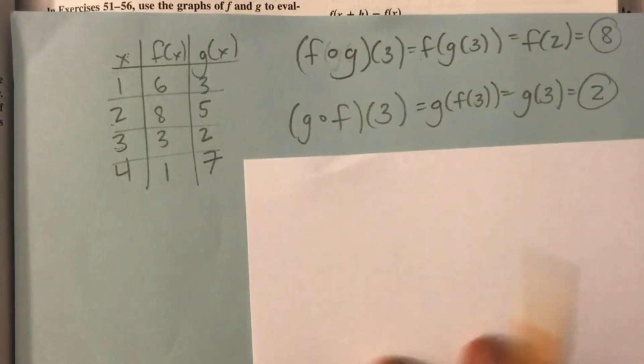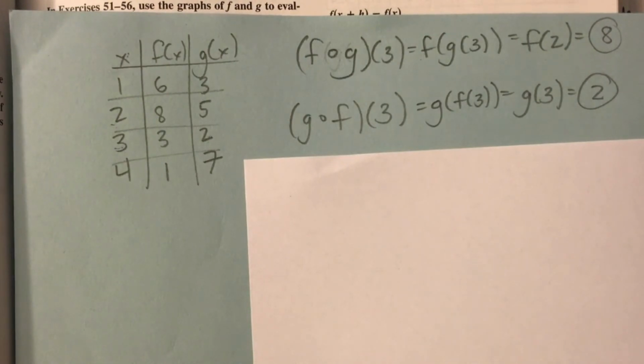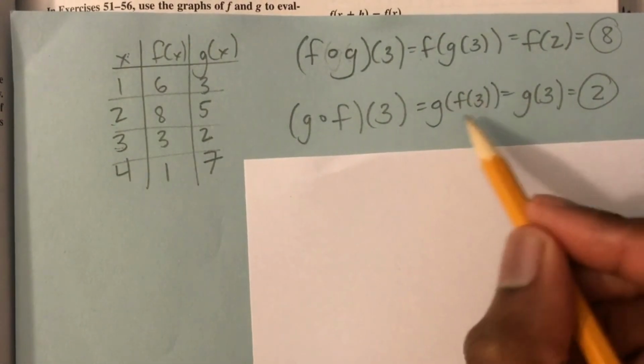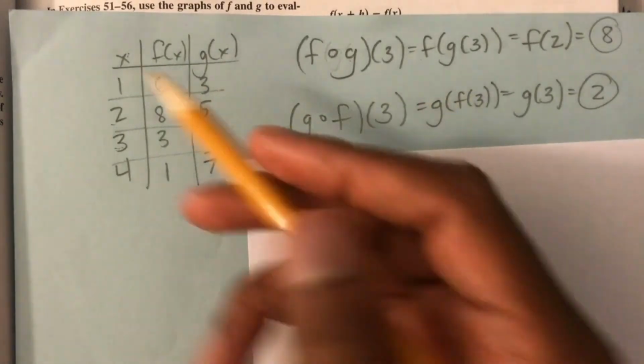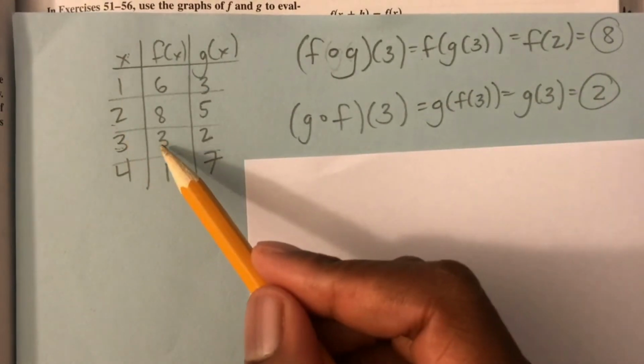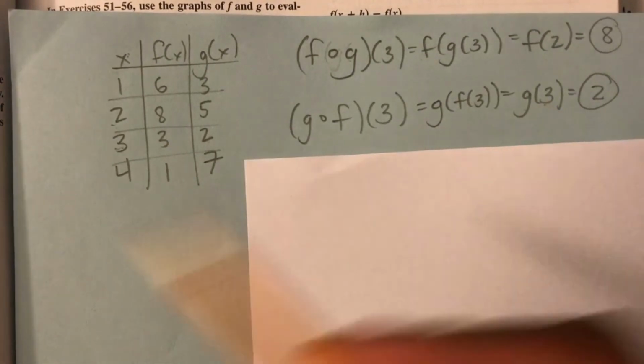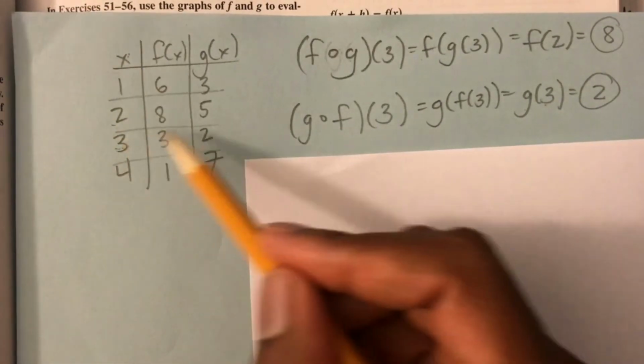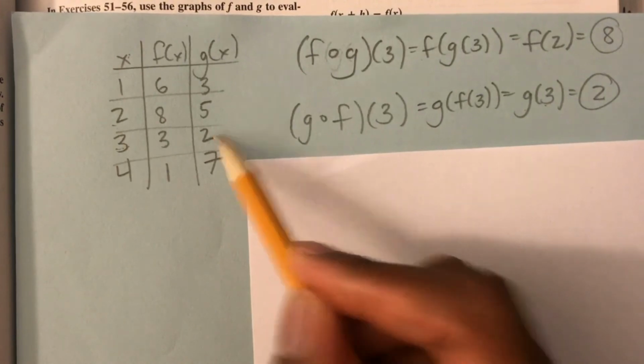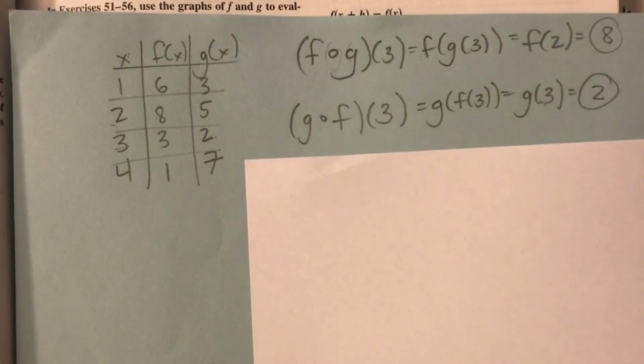And we can do one more real quick. Let's go the other way around. Let's do g of f of 3. Meaning this time f of 3 is on the inside, so we got to find that first. So f of 3 actually equals 3. So now I need to do g of 3. G of 3, scroll over, it's a 2. So final answer just gives you a 2.